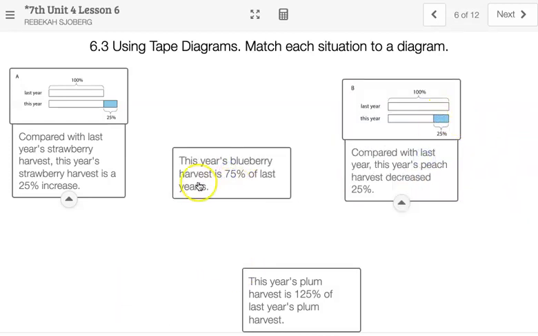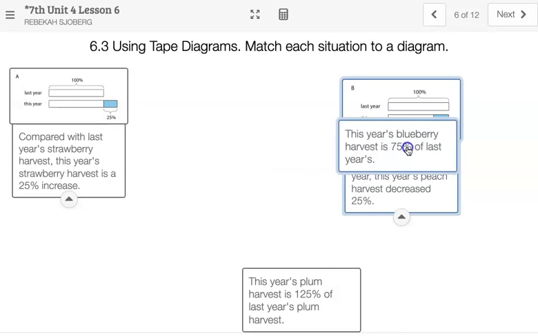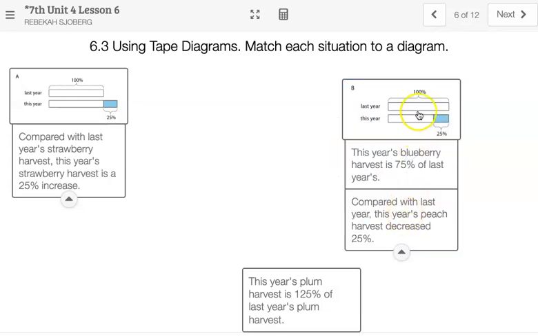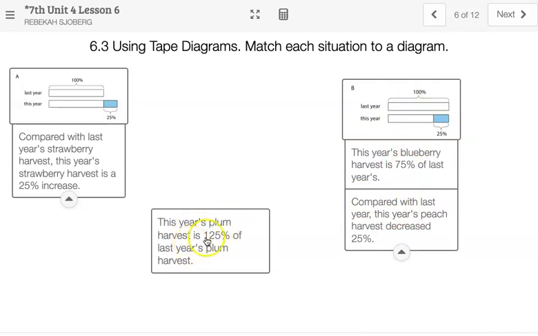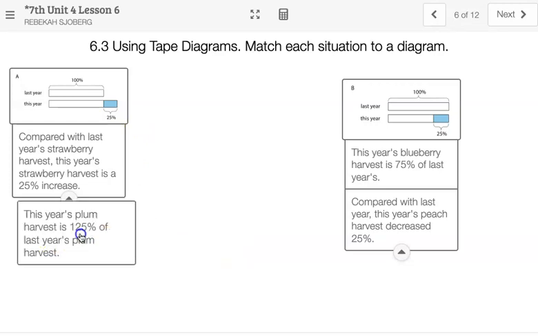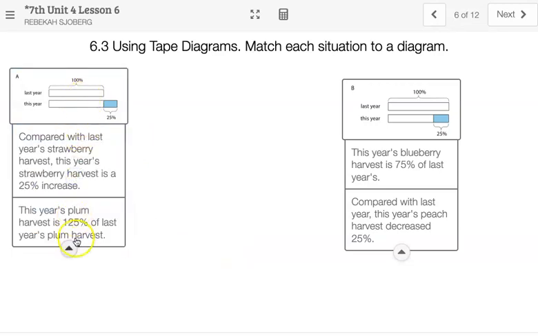Notice this year's blueberry harvest is 75% of last year's. If you start with 100% and you go down by 25%, you're left with 75%. So this also matches this diagram. This one, it is 125% of last year's. If you start with 100 and go up by 25%, you're now at 125%. So it also matches this diagram. Noticing that these two things mean the same thing is really helpful.